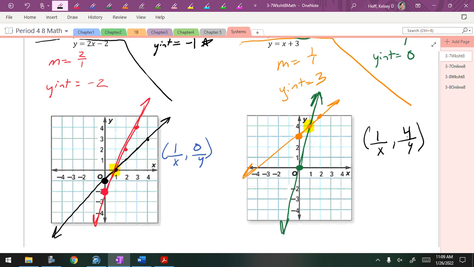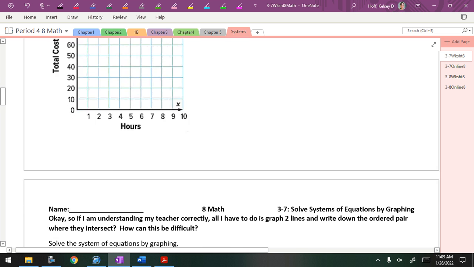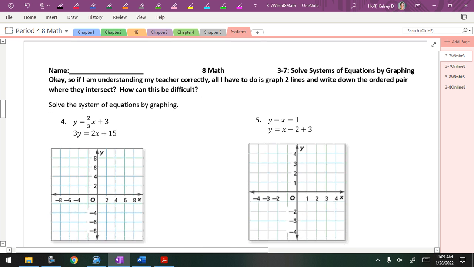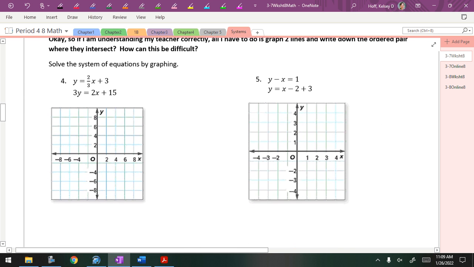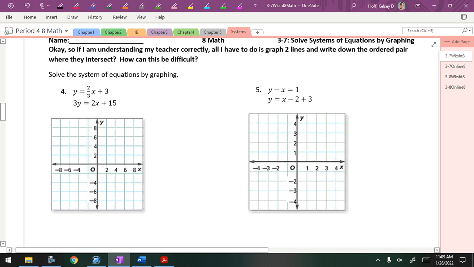All right. Good? So what could be hard about this? They wouldn't intersect? Well, let's check it out. Skip 3, flip the page. Okay, so if I'm understanding this correctly, all I got to do is graph 2 lines, write down the ordered pair. How can this be difficult? Let's go to number 4.